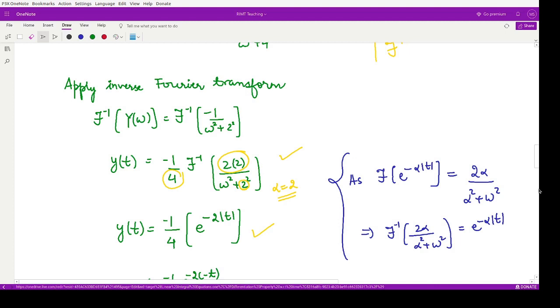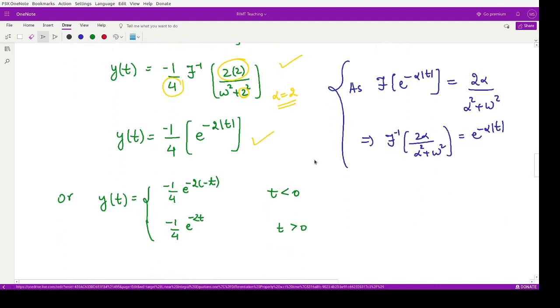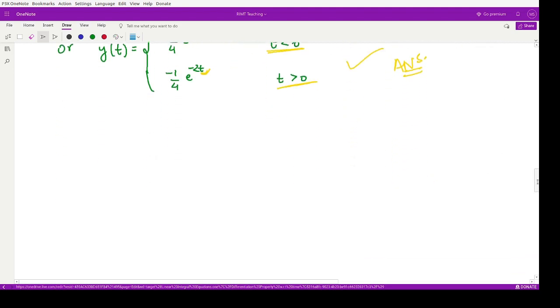This is the answer. And you can open this quantity: whenever t is less than 0, the value of modulus t is minus t, and whenever t is greater than 0, the value of modulus t is t only. So this is the final answer that we were seeking for the given differential equation.